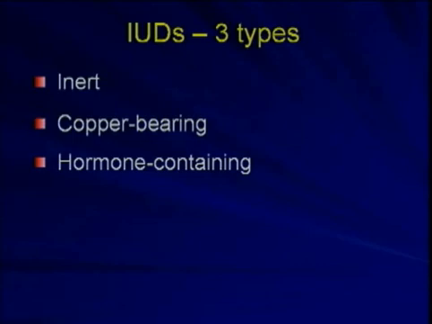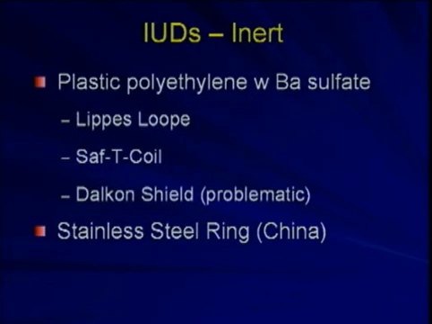There are three types of IUDs: the inert, the copper-bearing, and the hormone-containing. Of the inert IUDs, there are the plastic polyethylene IUDs that are impregnated with barium for radiopacity. Some of these are of historic interest, such as the Lippes loop, which one may still occasionally see in an older woman, the safety coil, and the old Dalkon Shield, which was very problematic. A widely used inert IUD is the stainless steel ring that is very widely used in China.